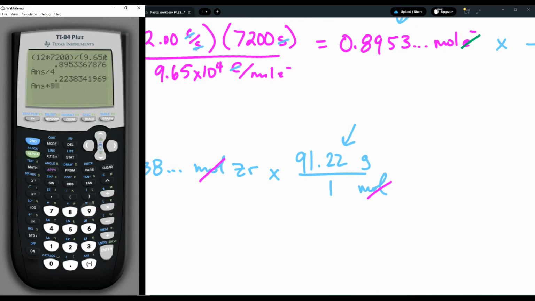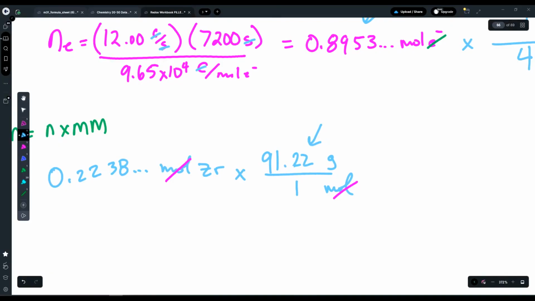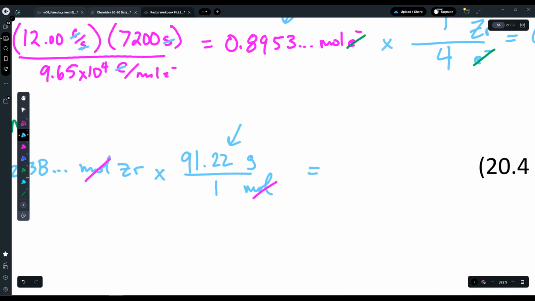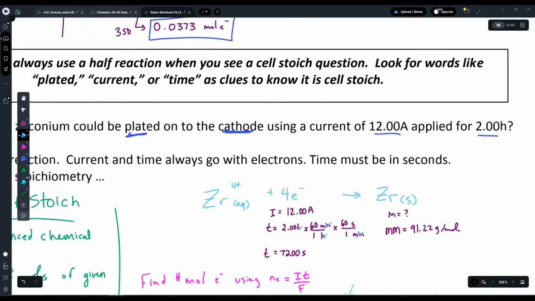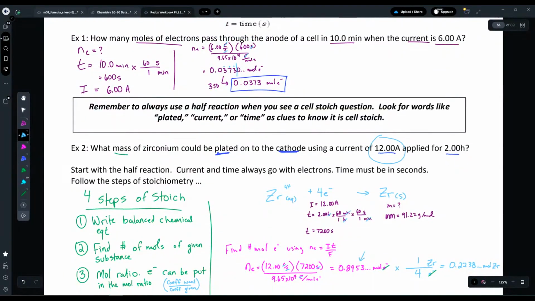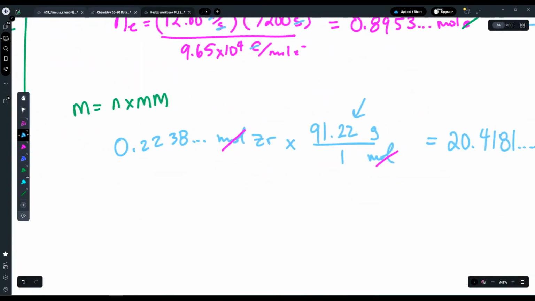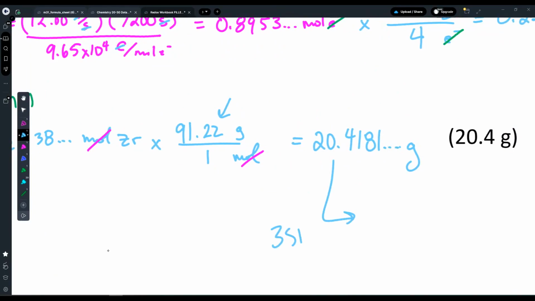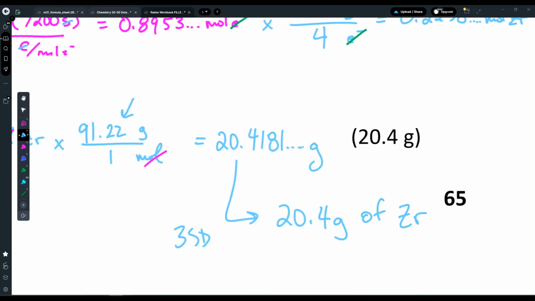Okay, so let's times this by 91.22. And we get 20.4181, goes on forever. So that's grams, and then looking at my given numbers, this is in 4 sig digs, whereas this is in 3 sig digs, so you always go with the number with the least amount of sig digs. So our answer needs to be in 3 sig digs. So that's how we're getting 20.4 grams of zirconium plated.